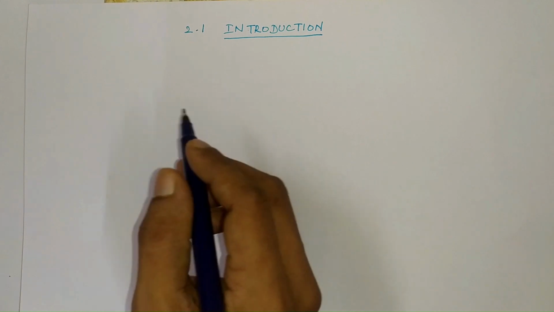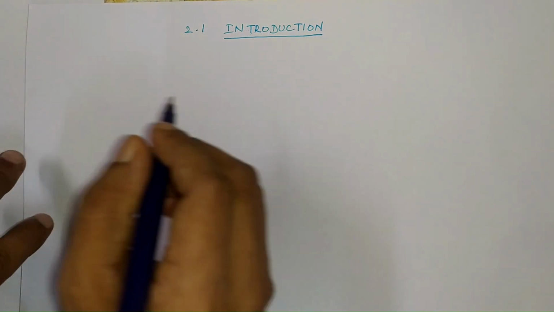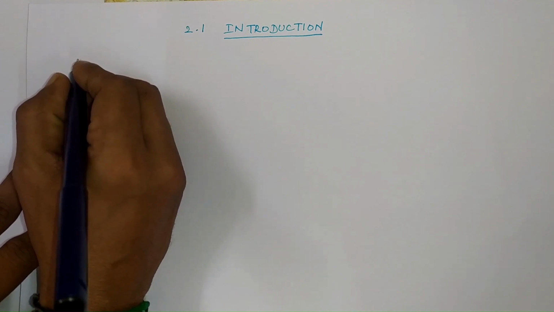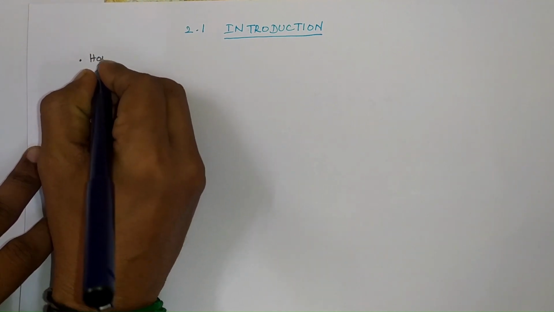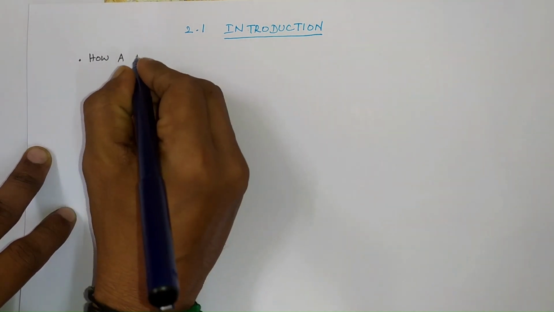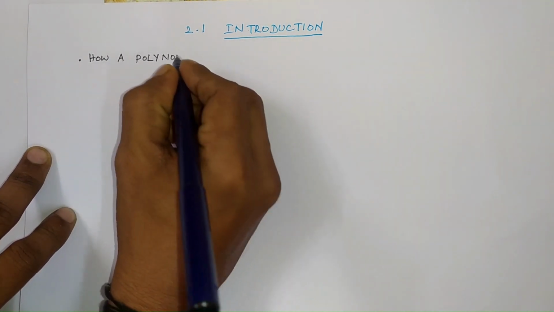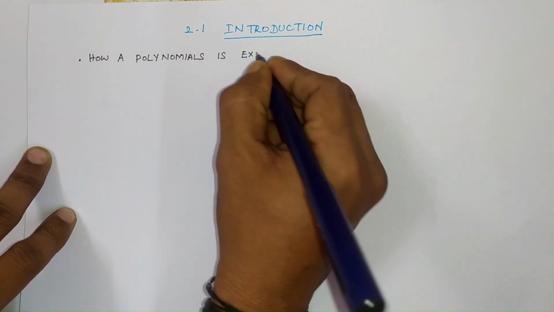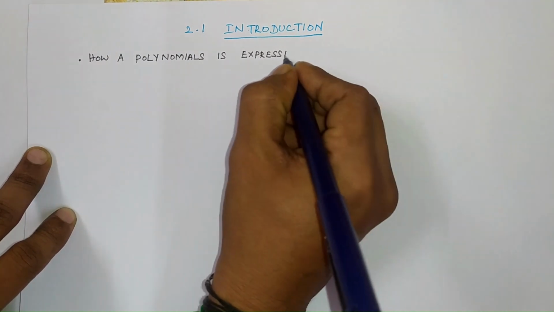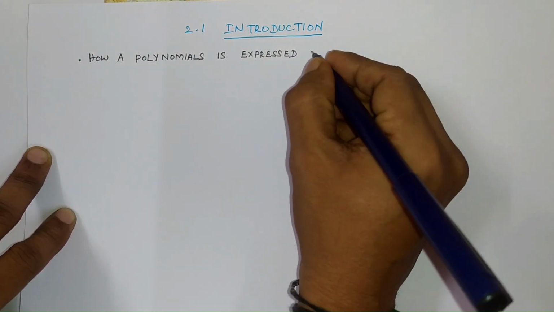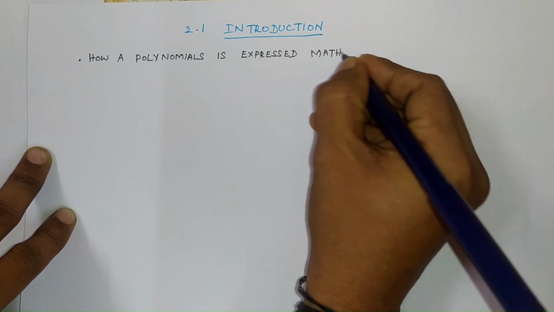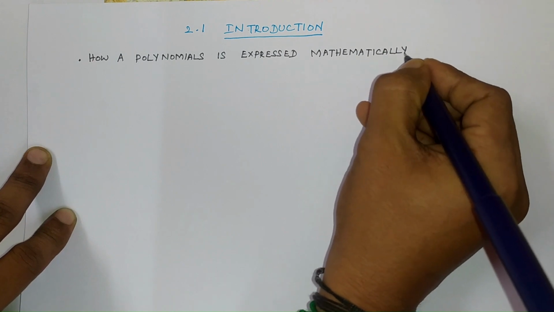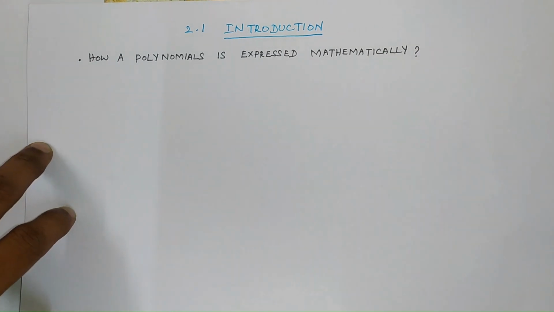Okay, 2.1, that is the introduction. So first we have to discuss how a polynomial is expressed mathematically. So how do we express a polynomial?